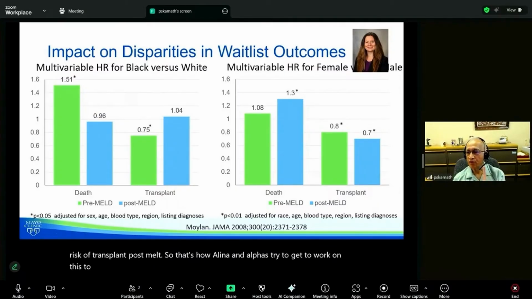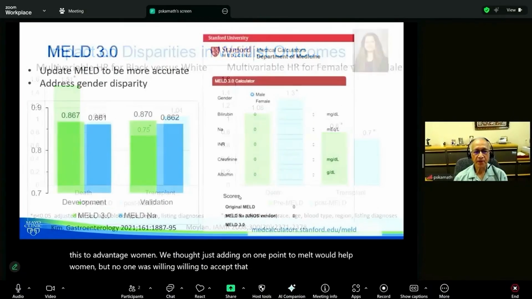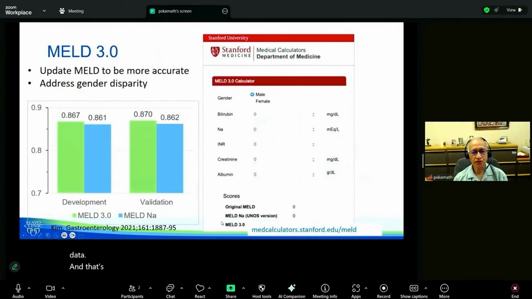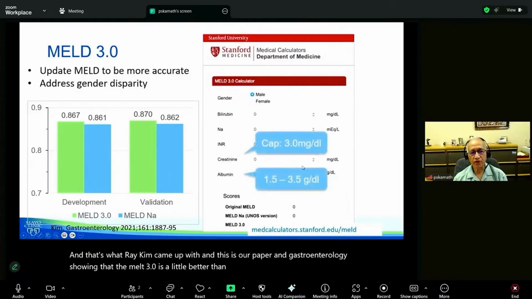We thought one point to MELD would help women, but no one was willing to accept that until we came up with data that Ray Kim came up with, and this is a paper in Gastroenterology showing that the MELD 3.0 is a little better than MELD sodium. Perhaps creatinine, which is what gives men an advantage. And let's see how this goes.